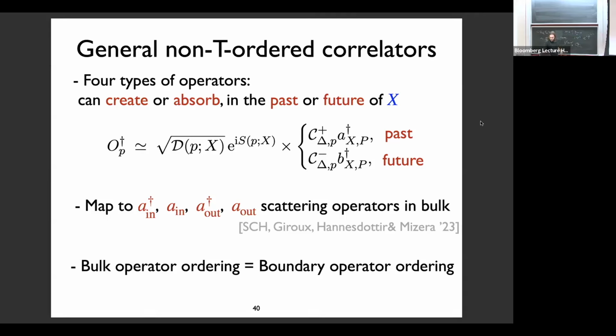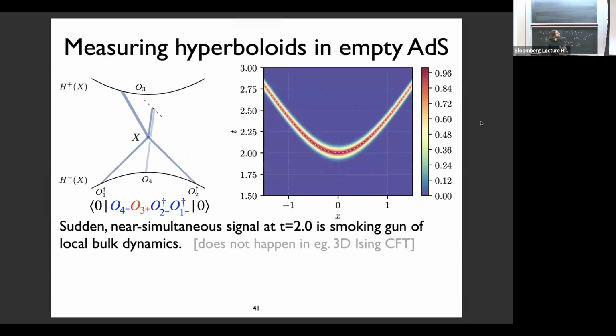And basically, by extending the Schrödinger picture to the bulk, you just keep the same operator ordering in bulk and boundary. So let me show what we get from this type of thing. If you apply this to empty AdS, in the kinematics that look like that.